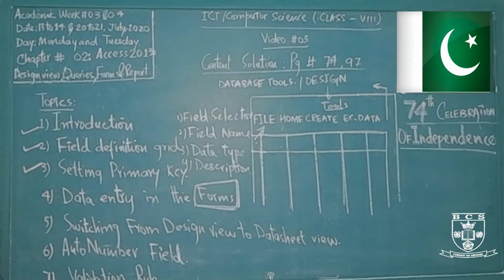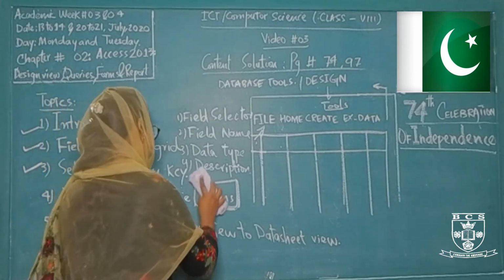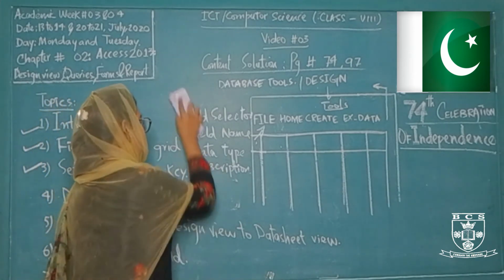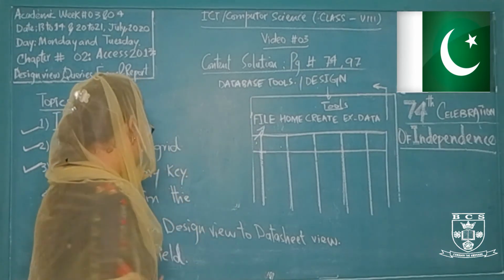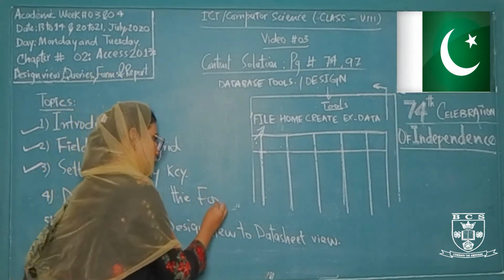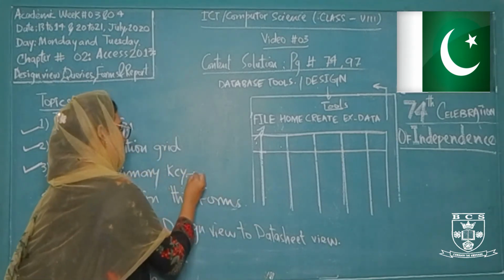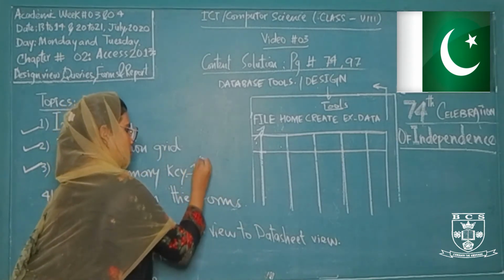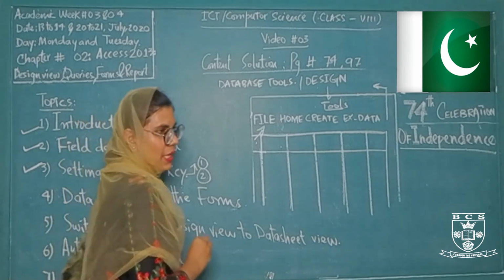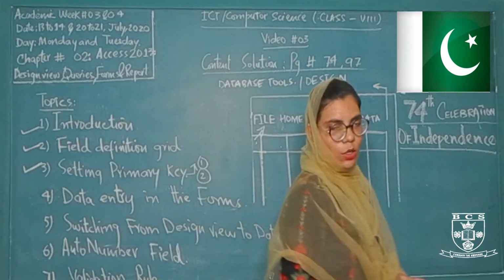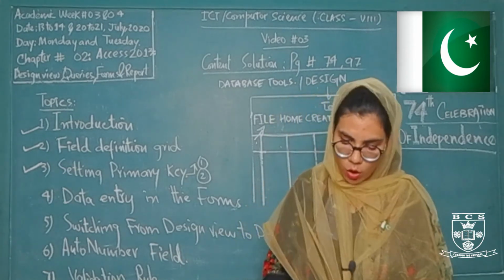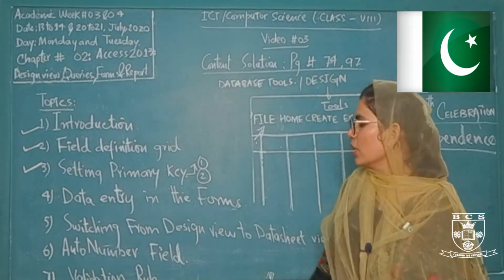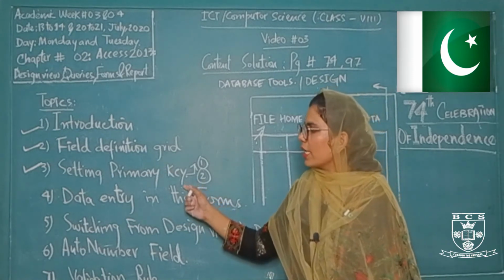Yes, number 3, setting primary key. For setting primary key, there are 2 different methods by which we can set the primary key. What is a primary key? A primary key is the field or a group or a set of fields by which we can easily identify or recognize our records uniquely. Now, how can we set the primary key?